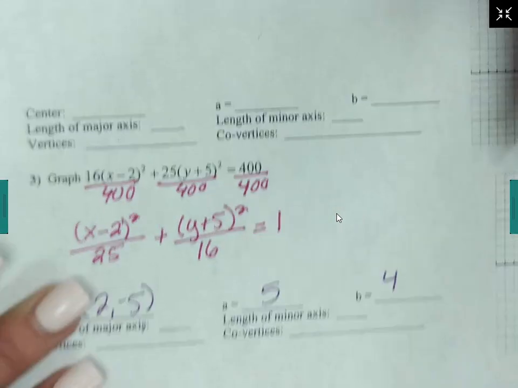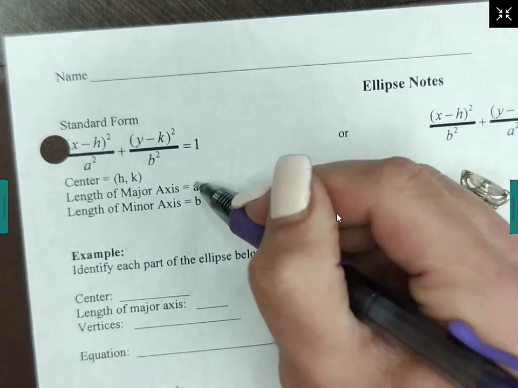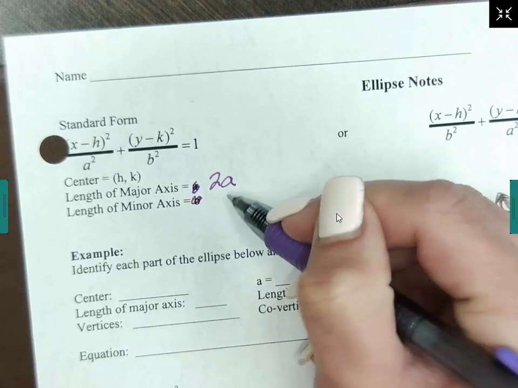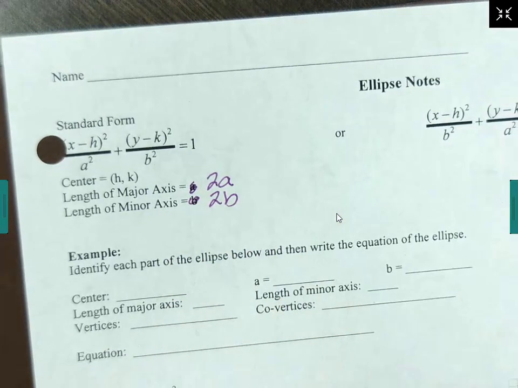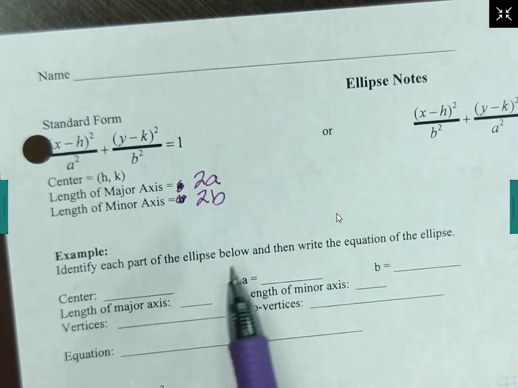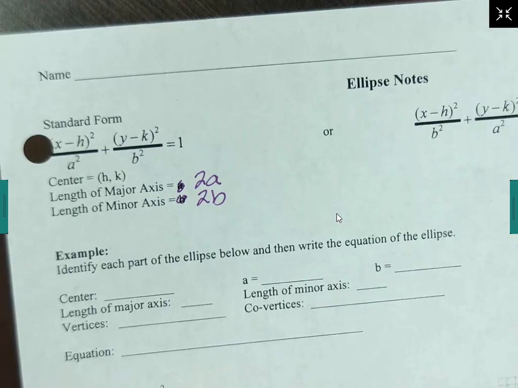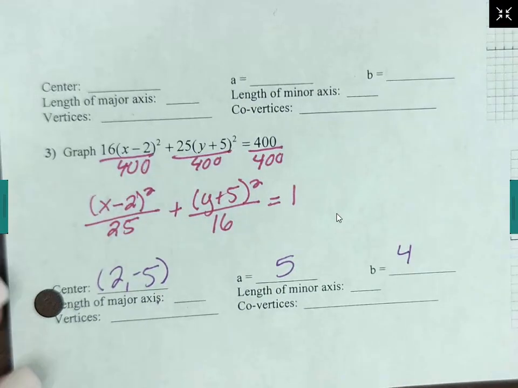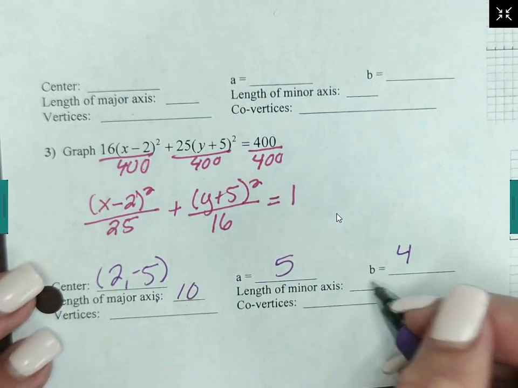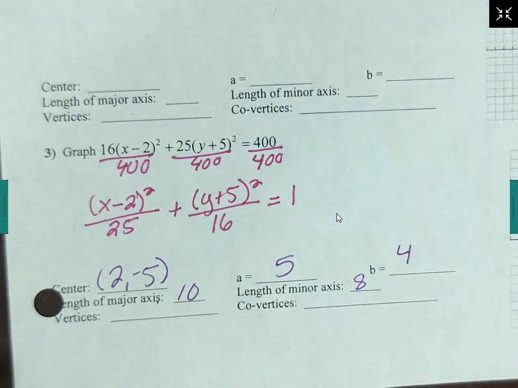If you were not here yesterday, please change this. There was an error on the key. The length of the major axis is 2 times a, and of the minor axis is 2 times b. So if you were not here yesterday, that would be Alexia, Patricia, Sierra, please make that change to your notes. Thank you very much. The next thing, so the length of the major axis is really 10, and this is 8. Any questions?